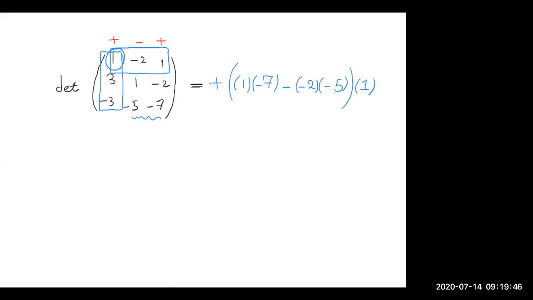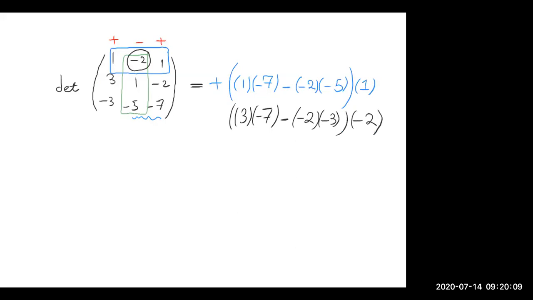And then forget about this first column, look at the second column, this one. Compute the determinant of the remaining part. It would be 3 times -7 minus -2 times -3. Multiply all that by the number in the intersection, which is -2. Because here we have a minus sign above it, add another negative sign here.